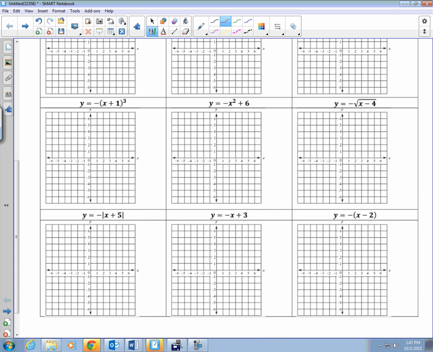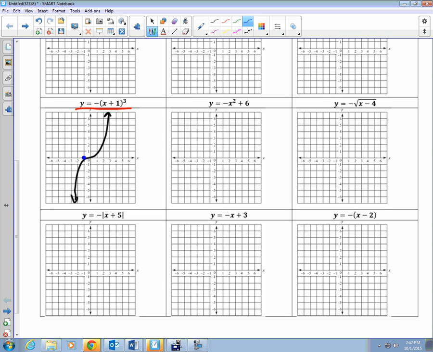Let's try this one right here. What's the parent function look like? Make a symbol with your hand so I can see it. It's a cubic. Right? Kind of like an S. Looks something a little bit like that. The +1, is it on the inside or the outside? So is it going to move it right 1 or left 1? Left 1.